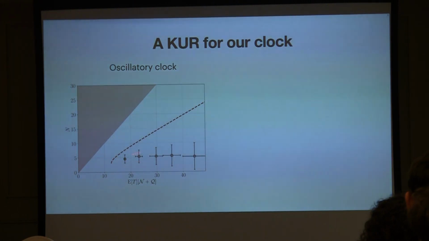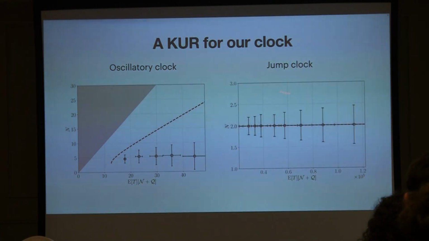But you can see that because our variance was so bad, it actually deviates from what we would expect to see. Likewise with the jump clock, you can plug all this back in and you get really nice agreement between what the theory predicts and what we measure experimentally. So we could actually calculate this KUR and test it experimentally for our clock, which is quite nice.